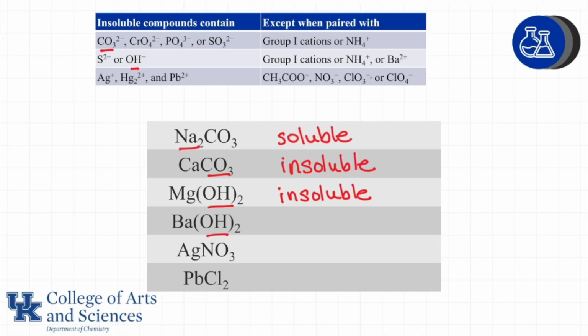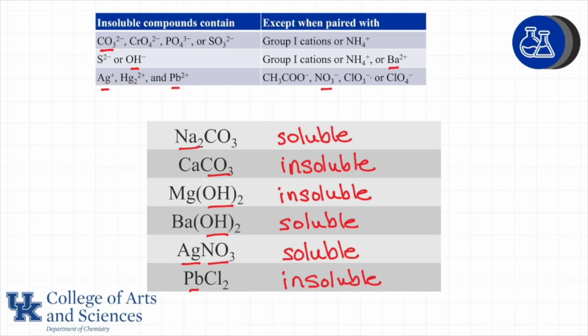Barium hydroxide also contains the OH-, but we see that barium is an exception. Although hydroxides are generally insoluble, barium hydroxide is soluble in water. Silver nitrate, we see that we have Ag+, and those compounds are generally insoluble, but when it's paired with nitrate, that's an exception. So silver nitrate is going to be soluble. Lead chloride, we see that compounds containing the lead ion are generally insoluble. Chloride is not listed as an exception, so this is an insoluble compound.